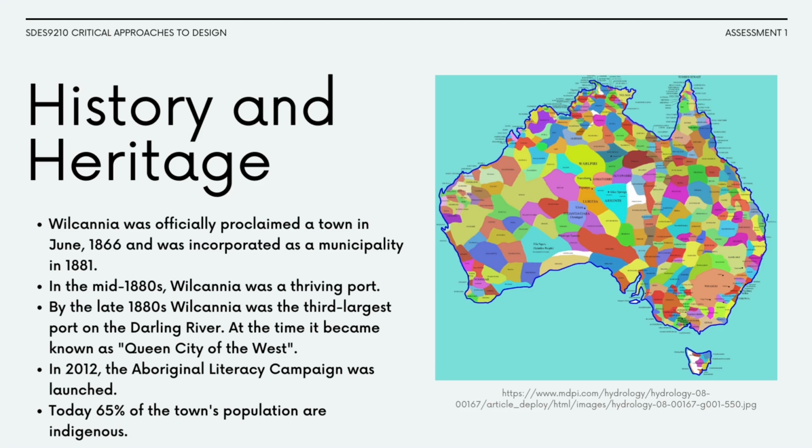In 2012, Wilcannia began an adult literacy campaign, and it is estimated that 40% of the Aboriginal people are illiterate.